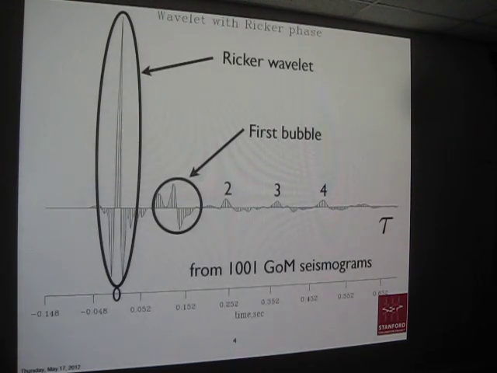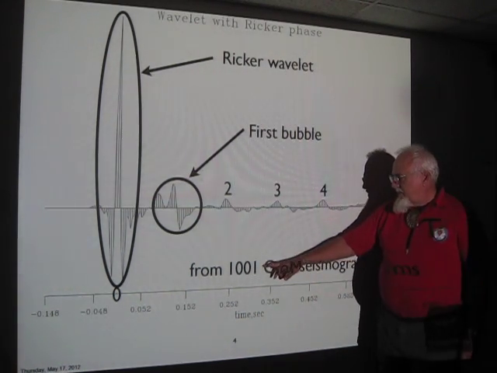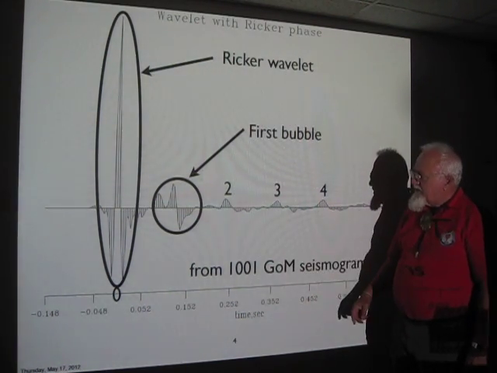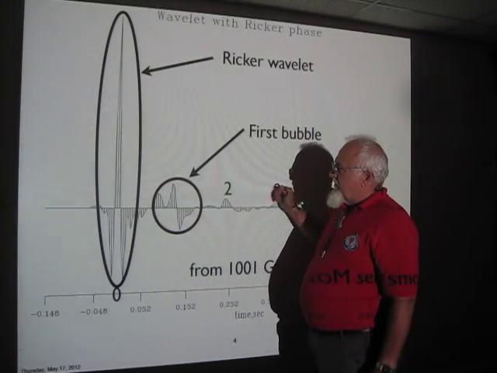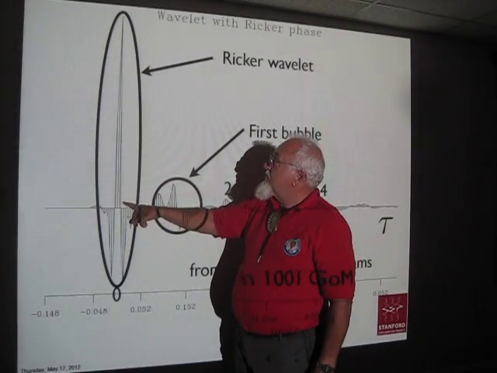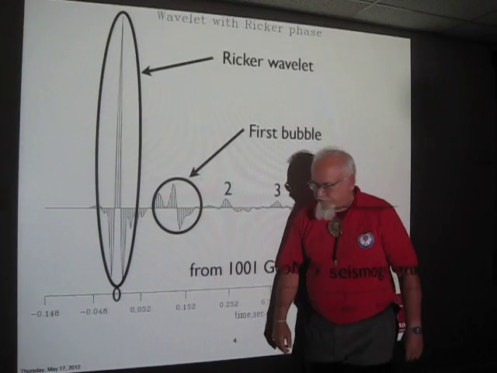This is just a little more detailed picture of this thing I showed you. There's 101 near-trace seismograms from the Gulf of Mexico. Here's the first bubble, second, third, and fourth, and here's the Ricker wavelet where you can actually see the individual points.